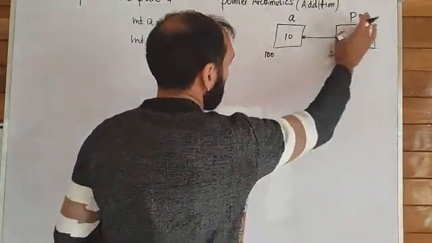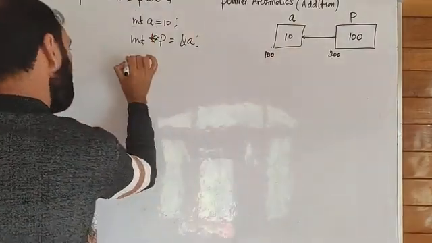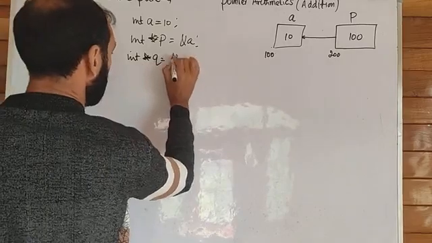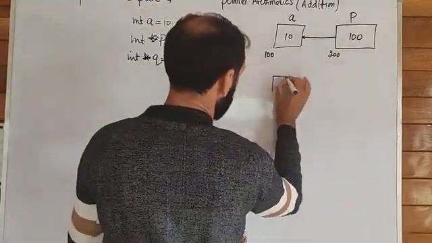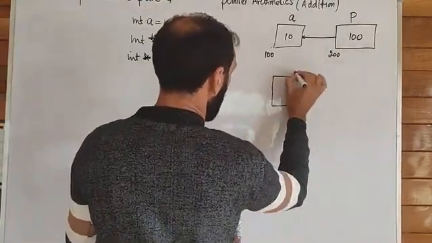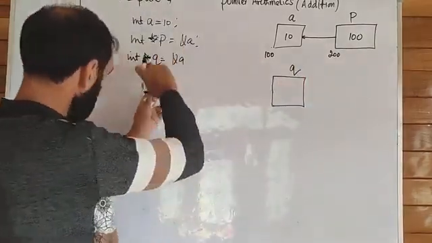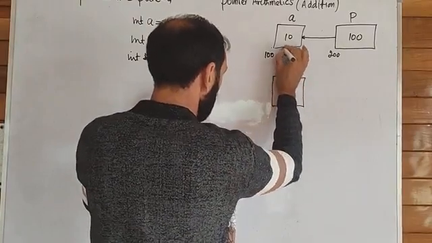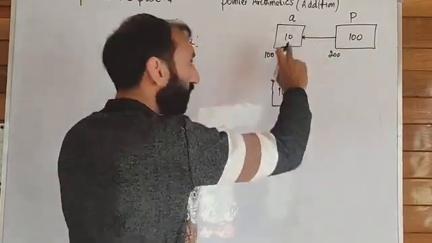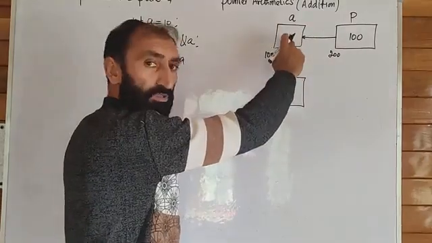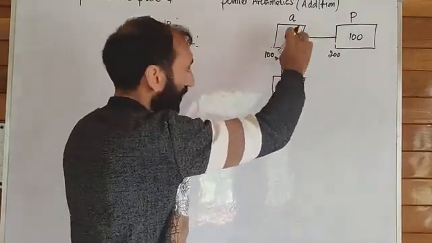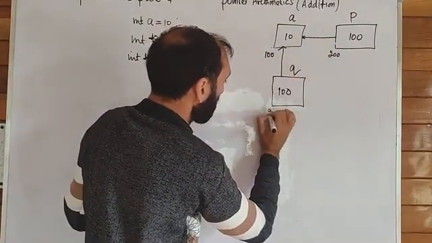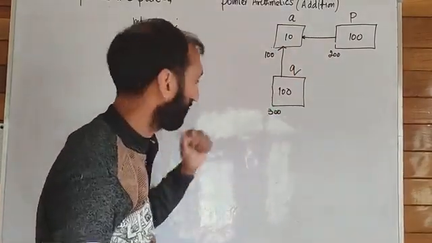Now take another pointer, for example int q, and assign it the address of a. That means q should also hold the address of a, that is 100. So both p and q point to a. p holds the address of a, and q holds the address of a.